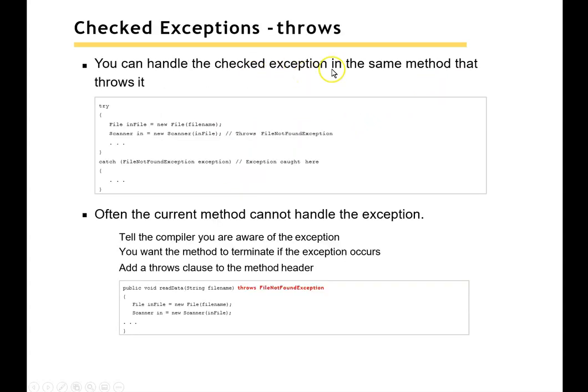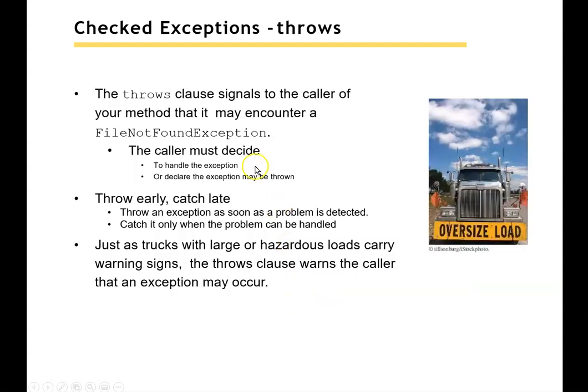Fix them. Handle the checked exceptions in the same method that throws it, for example, try, catch FileNotFoundException. Often the current method cannot handle the exception. Just tell your compiler you're aware of the exception. You want the method to terminate if the exception occurs. So you add a throws clause to the header of the method. The throws clause signals to the caller that it may encounter an exception. Be on the lookout for it. The caller must decide to handle the exception or declare that it'll be thrown above it. Throw early, catch late is the best pattern. Throw an exception as soon as you discover a problem and catch it only where you can actually handle it.